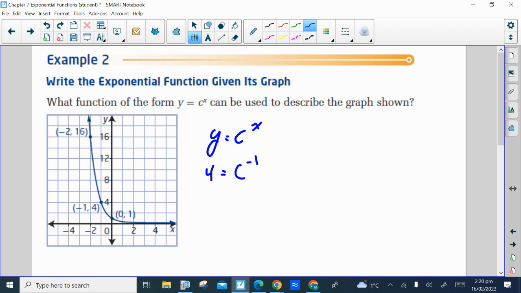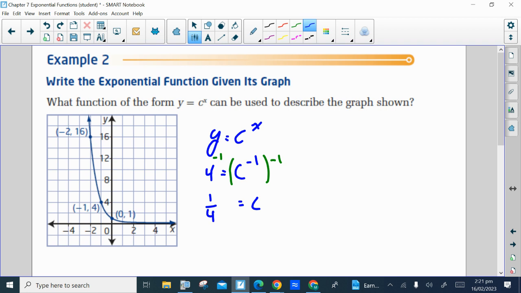So we need to find out what c is. To do that, I need to get c by itself. I need to get rid of the -1 exponent on the right. And I can do that by raising that to the power -1 as well. As long as I do the same thing to both sides, I haven't changed the value of anything. And on the right, -1 times -1 is positive 1. That's why I'm raising it to the -1. So I then get c to the 1, or just c equals 4 to the -1, which is 1 over 4 to the positive 1.